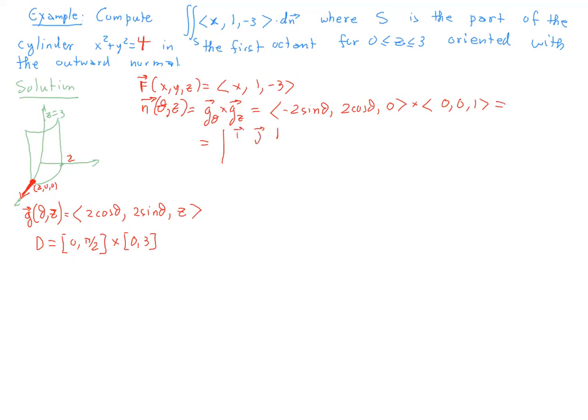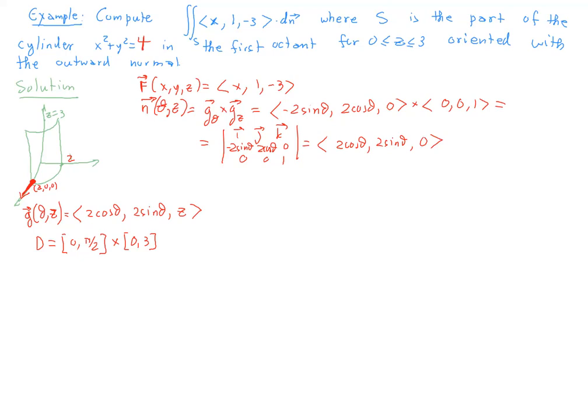i, j, k, minus 2 sine theta, 2 cosine theta, 0, 0, 0, 1. So delete first row, first column, you will get 2 cosine theta. Then delete first row, second column, you will get negative 2 sine theta. It's the middle coordinate, so that will give you 2 sine theta. And finally, delete first row, third column, and that will give you a 0. And that's your vector. So now the question comes up, is it the correct one?